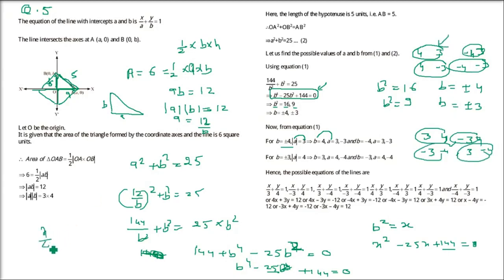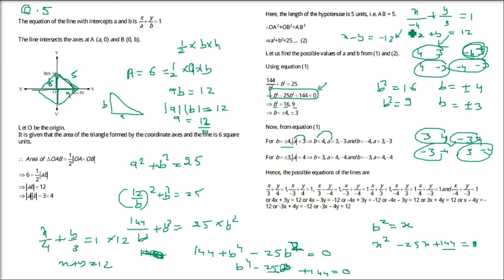Let me tell you one of these. Others you are going to do by yourself. So we'll put x by a plus y by b. x by 4 plus y by 3 equals 1. Multiply both sides by 12. You get 3x plus 4y equals 12. This is your one equation. Now put the second thing, minus 4 and 3. So x by minus 4 plus y by 3 equals 1. Multiply by 12. So you get minus 3x plus 4y equals 12. So this is how the equation is going to come.